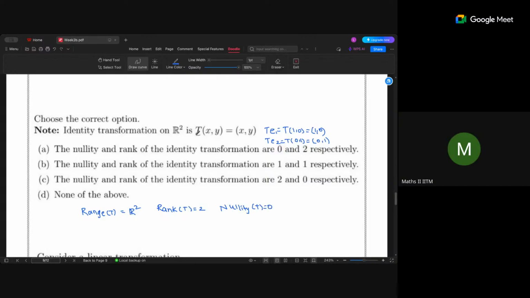This is a very important transformation, because what is the corresponding matrix here? It is the identity matrix. That's why the name of this transformation is the identity transformation. This is the 2 by 2 identity matrix. The vectors 1,0 and 0,1 are the canonical basis, and the matrix is called the identity matrix. So option A is correct.